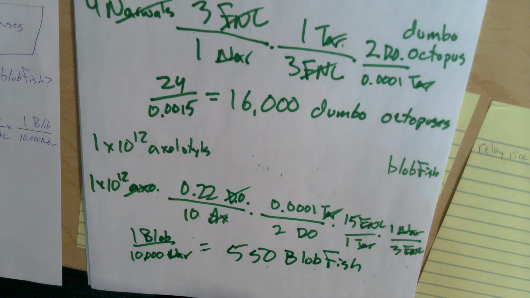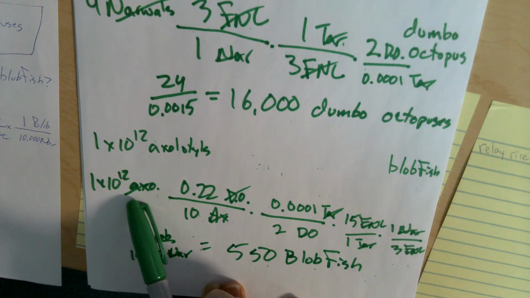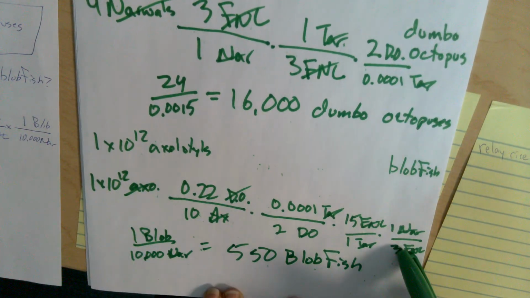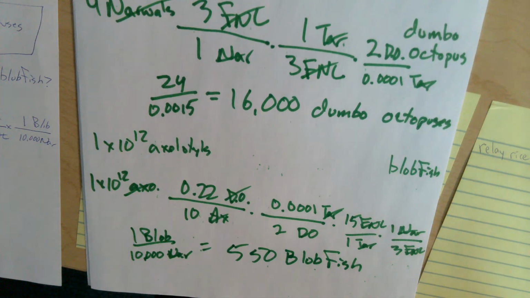That is how to do this dimensional analysis. Does not matter what your units are. You write down what you start with, you write down what you need to end with, and you just set up whatever you need to cancel it out until you get your answer.